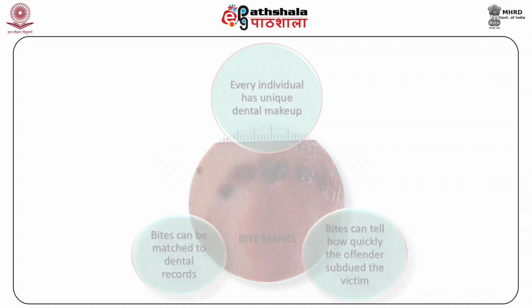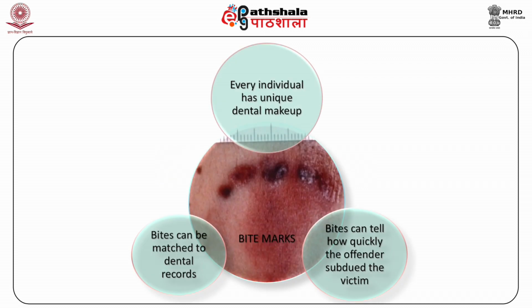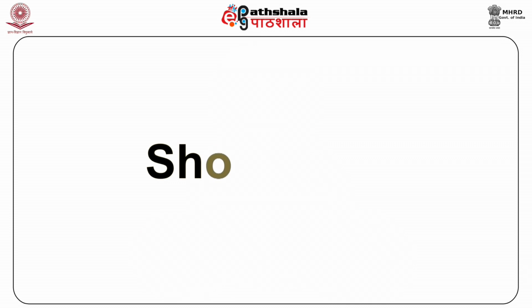Bite marks. Each of the 32 teeth in humans is unique due to age and wear. Bites can tell how quickly the offender subdued the victim. Bites can often be matched through dental records.